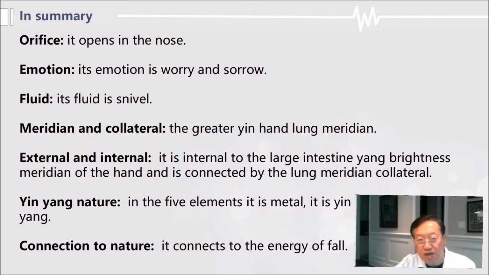External and internal: it is internal to the large intestine yang brightness meridian of the hand and is connected by the lung meridian channel. Collateral. Yin and yang nature: in the 5 elements, it is metal. It is yin in the center of yang. Connection to nature: it connects to the energy of fall.